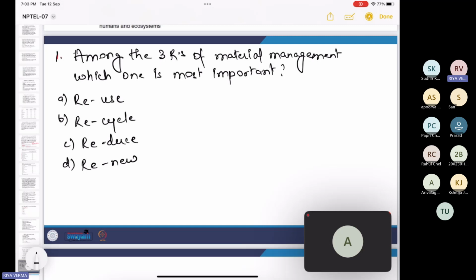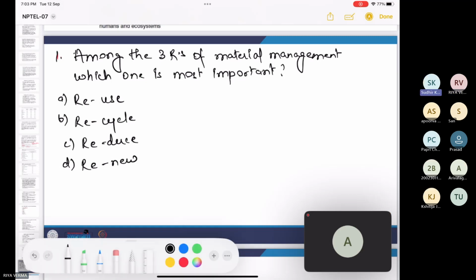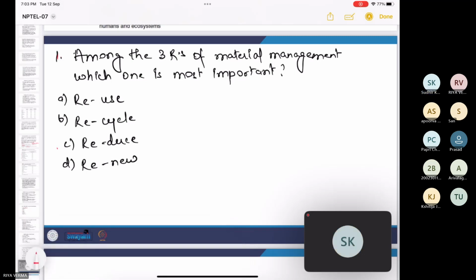So the question is, among the three R's of material management, which one is the most important? Option A is reuse, option B is recycle, option C is reduce, and option D is renew. Reduce. Yes.